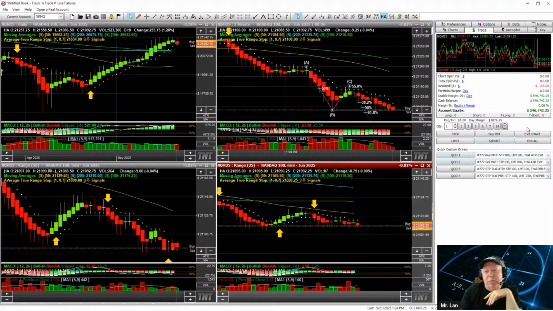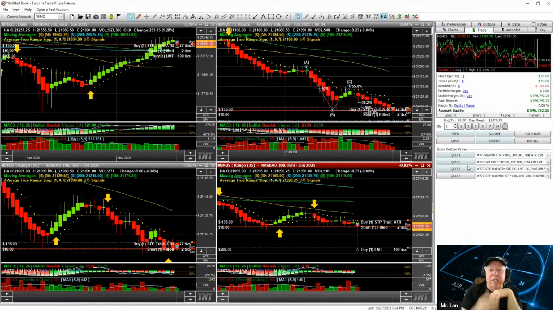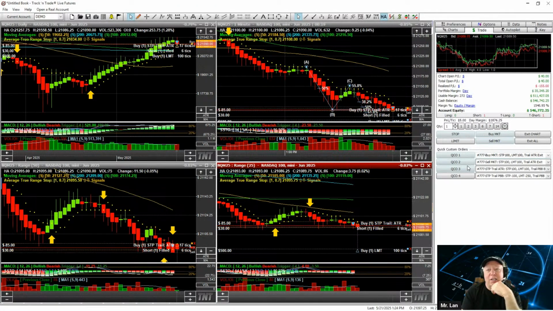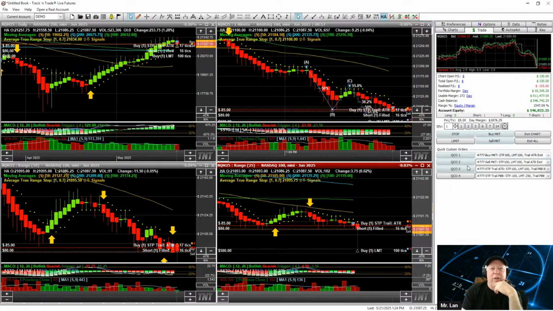But if the market just keeps popping back and forth like this, it doesn't do any good to keep jumping in and out, in and out, because it's just going to whipsaw you to death, right? You're just going to die a slow death. So that's why you look at different time frames.